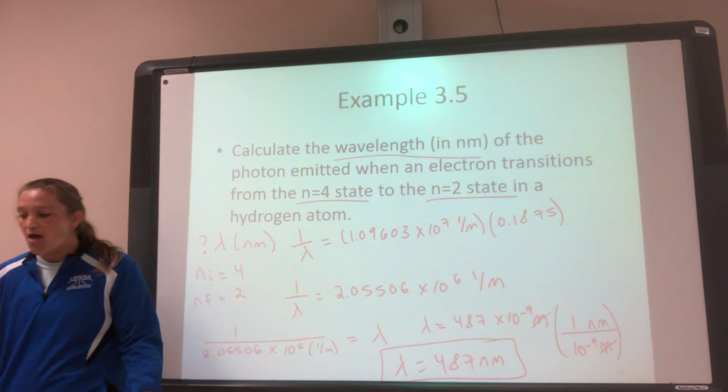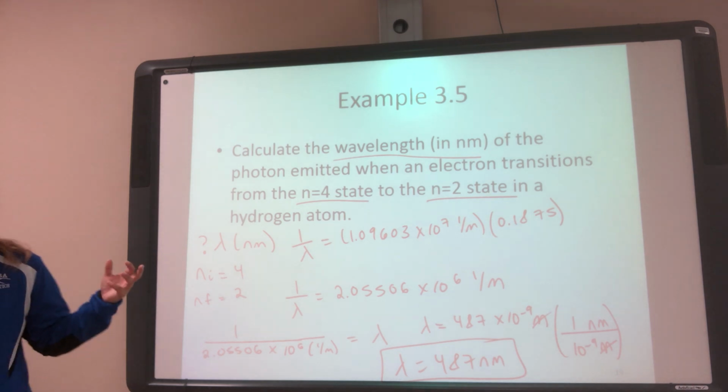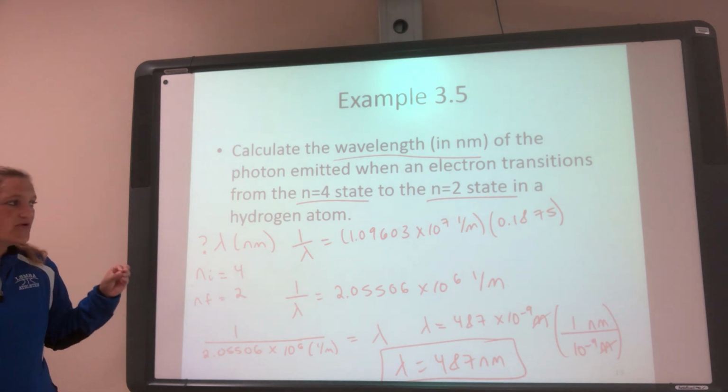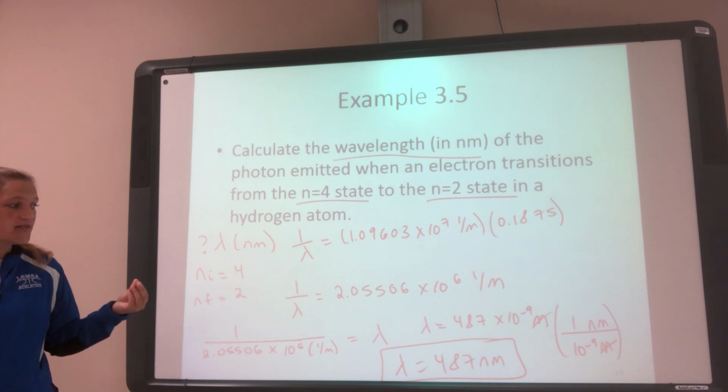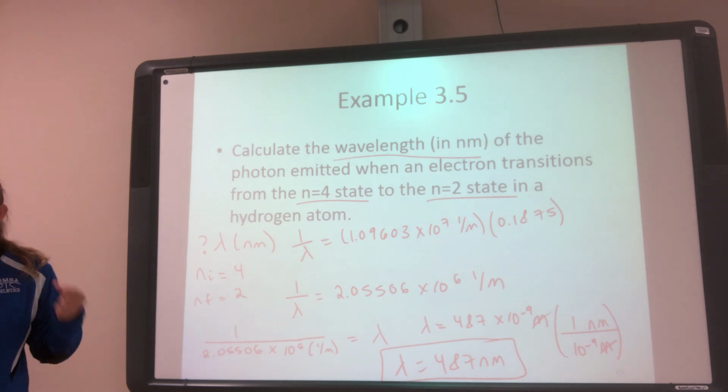All right? So now the next thing we're going to talk about is, now that we kind of know what's happening with my electron, and we know where my electron's located at this point, now we kind of want to know a little bit more details about the electron itself.